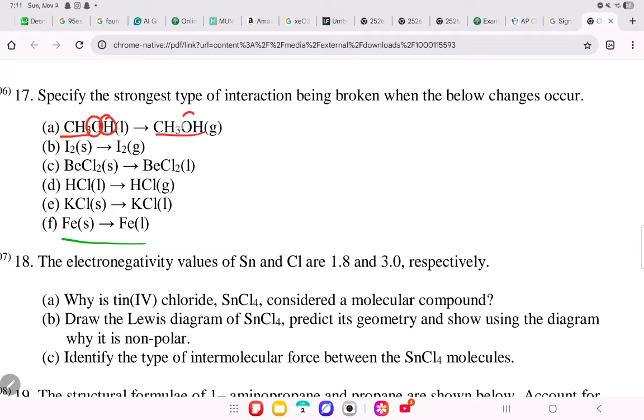Hydrogen will do a hydrogen bond with a highly electronegative atom, which is fluorine, oxygen, and nitrogen. When we have oxygen, directly we will think of what? We will think of a hydrogen bond. So the first one is hydrogen bond.